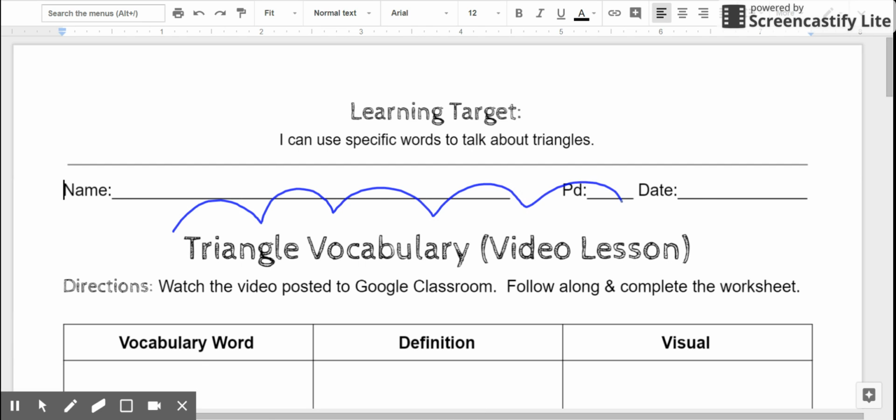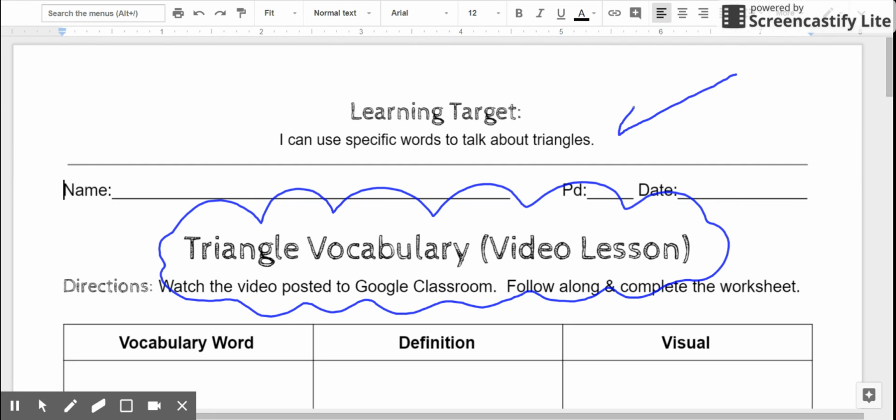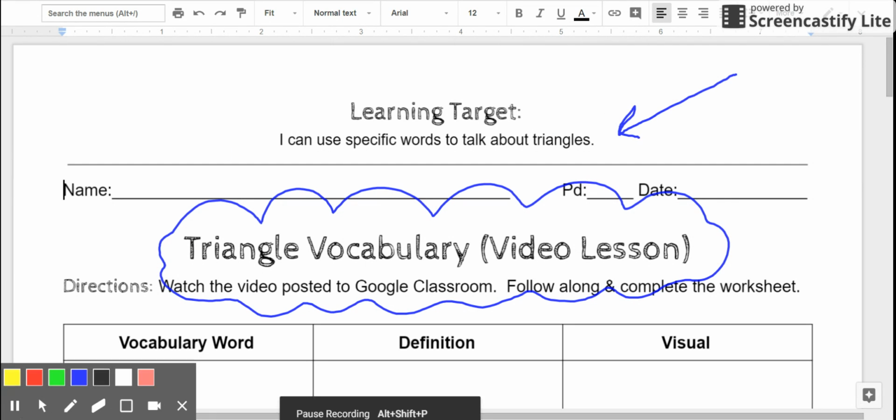This is the triangle vocabulary video lesson. Please watch the video that's posted to Google Classroom or YouTube and follow along and complete your matching worksheet. Today's learning target is I can use specific words to talk about triangles.